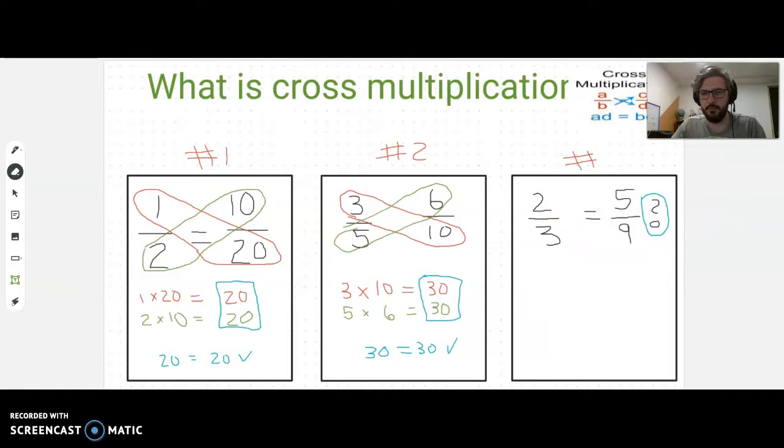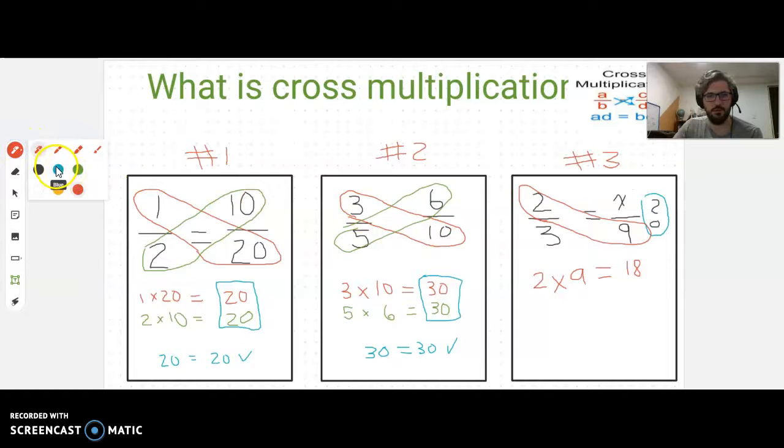Now let's go back and actually see what happens if we had an unknown value. How can cross multiplying help us? Remember, when we have an unknown value, we usually represent that unknown value using some sort of a variable. Let's use x. We're going to cross multiply just like we did before, but we're going to try something a little different. We are going to say 2 times 9, which is 18. And we are going to say 3 times x, because we're still going to cross multiply. But the problem is we don't know what the value of x is.